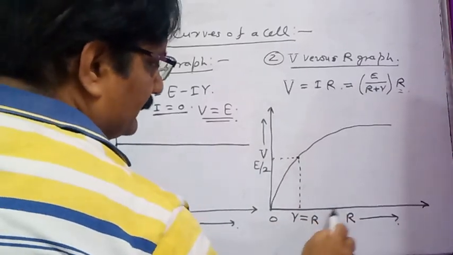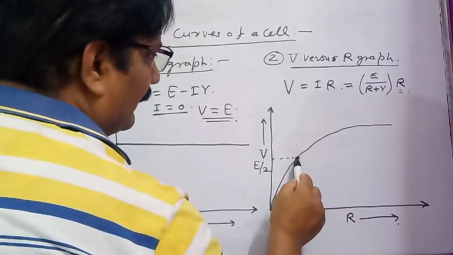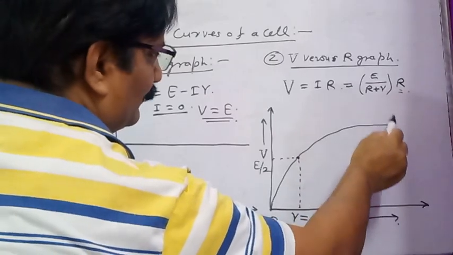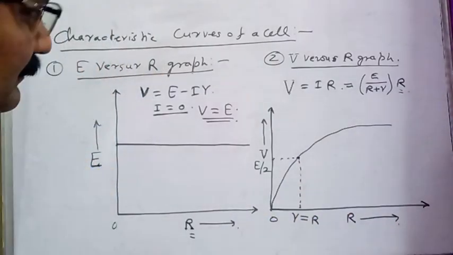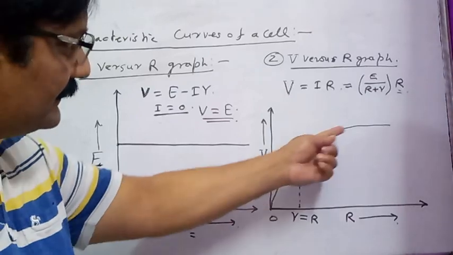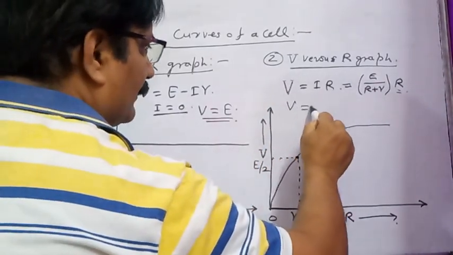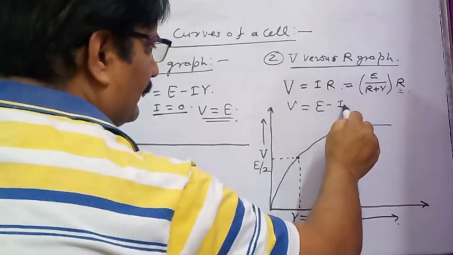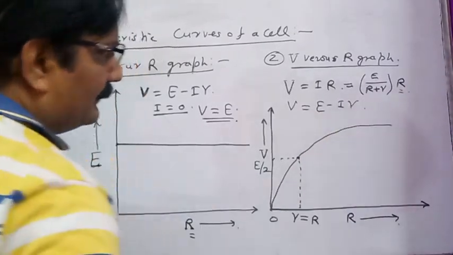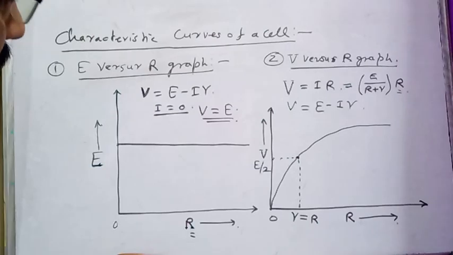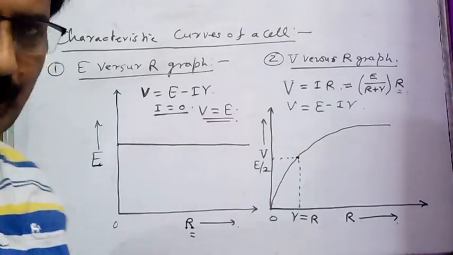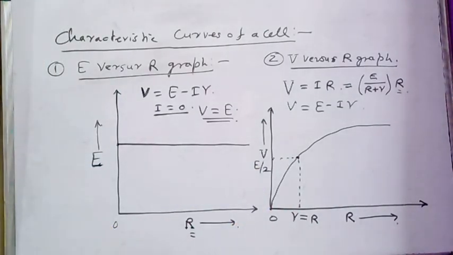As external resistance of the circuit increases, the graph moves like this. It means cell terminal potential starts decreasing by the relation V is equal to E minus I into r. This is the relation between V and R, graphical representation.